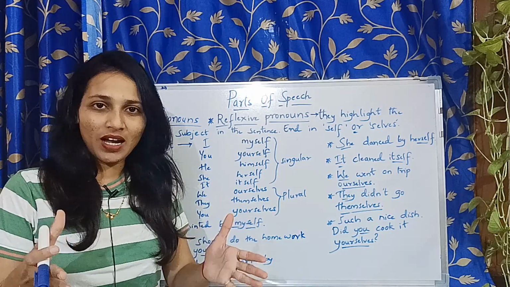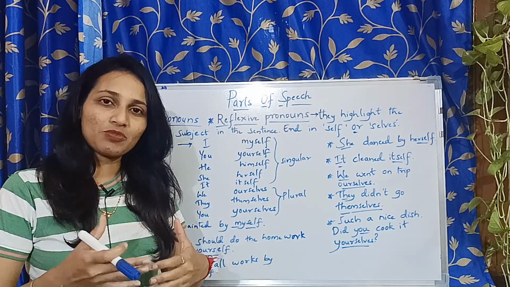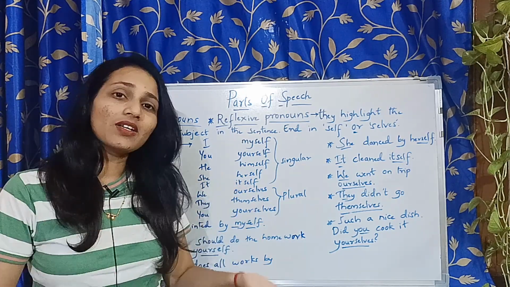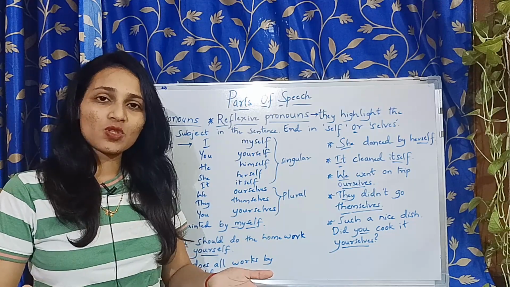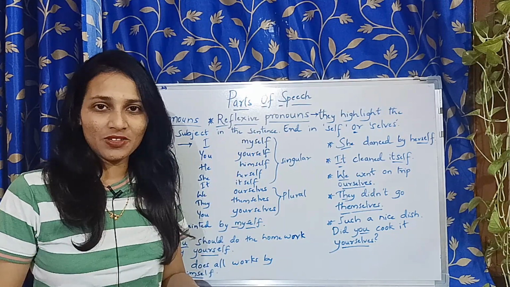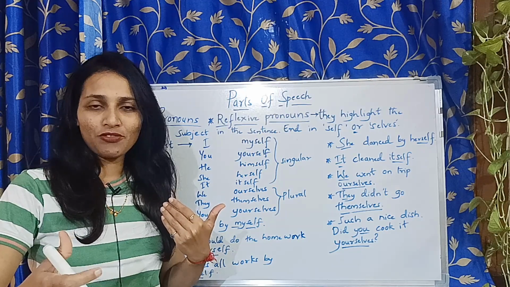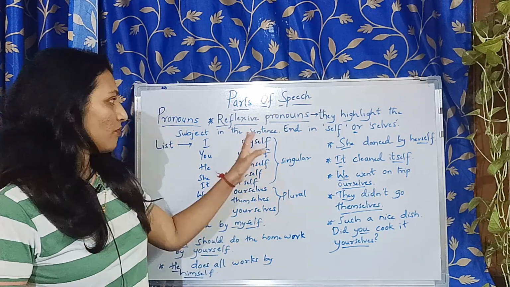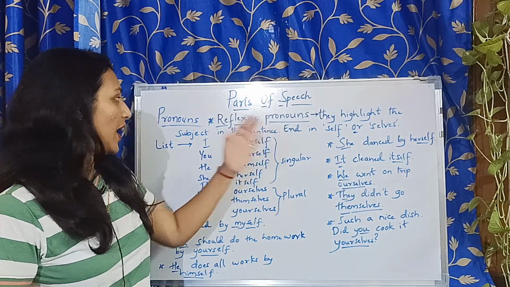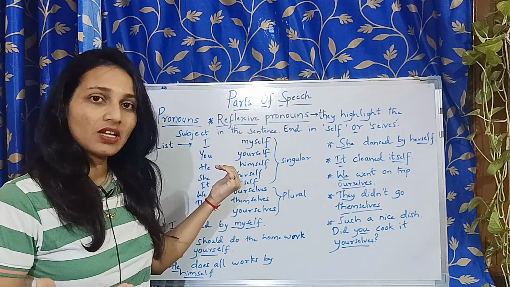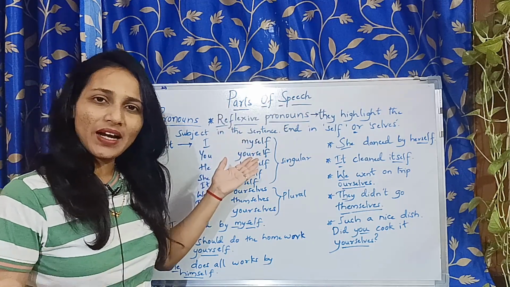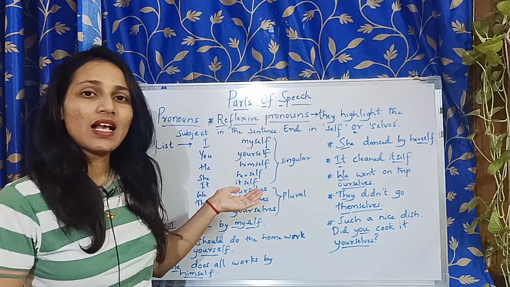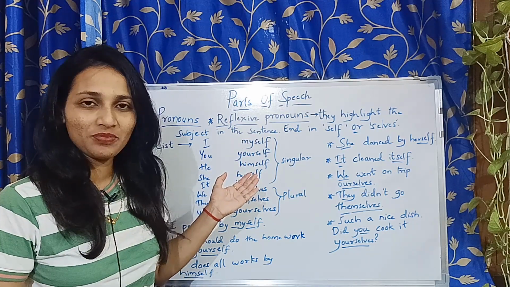In reflexive pronoun, what happens is the subject or the pronoun in the sentence is highlighted. In other words, the pronoun is spoken twice in the sentence. I'll make it very much clearer for you as we go on with the meaning and the examples. Reflexive pronouns highlight the subject in the sentence. They are very easy to identify because they end with self when it's singular, selves when it's plural.